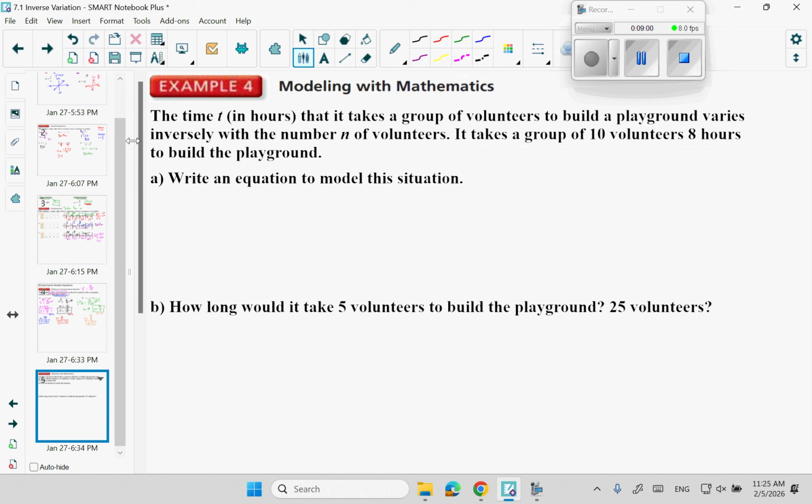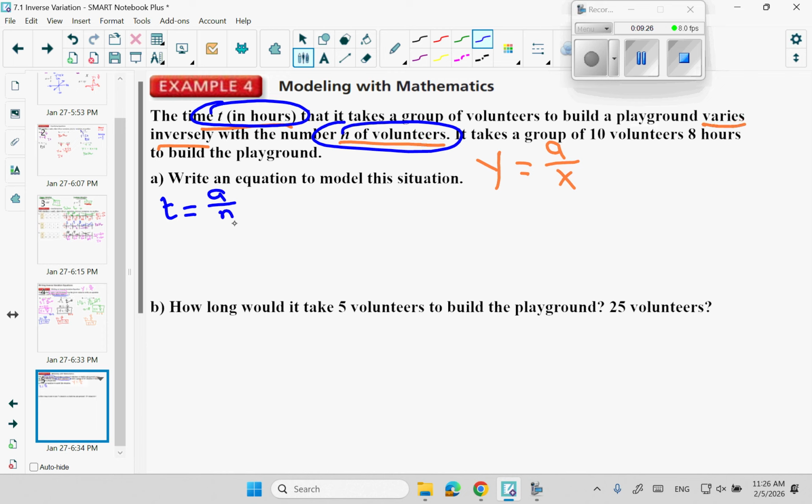Next, we have a story problem here. It says the time t hours it takes a group of volunteers to build a playground varies inversely with the number n of volunteers. So varies inversely. I know it's going to have the pattern y equals a over x. But I'm going to use t and n. So I'm going to get t equals a over n. Interestingly enough, it doesn't actually matter which letter goes where.